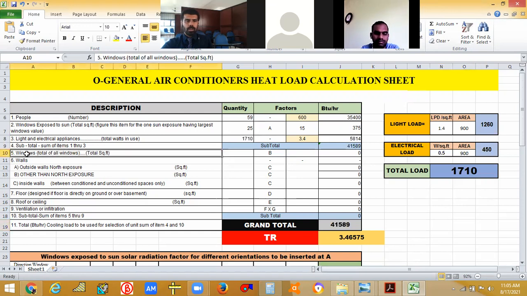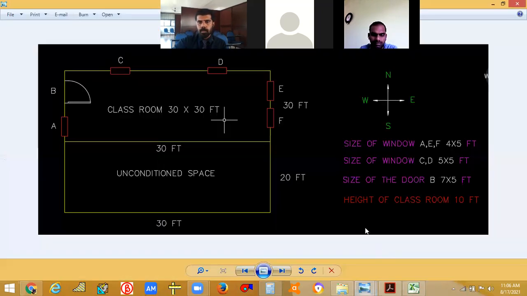Now coming to the fifth one. What is the fifth one? Windows. Total of all windows. We are going to find out the total square feet of all the windows. If you are adding all the windows, how many square feet will be coming? Just give the answer. So you have C, D, A, E, and F.